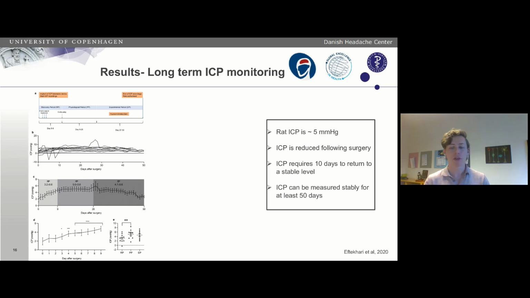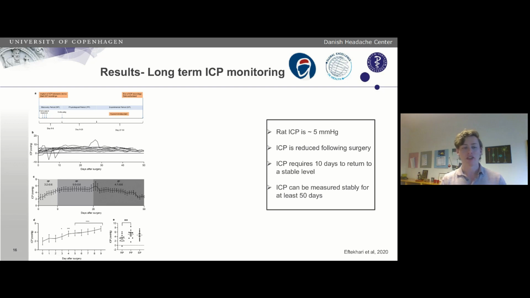So on to some results of this study. We split this study up into three parts, which will be explained as we go along: a recovery period, a physiological period, and an experimental period. But I suppose the headline here is, what is normal rat intracranial pressure? Here in this study and our subsequent studies, we think it's around 5 millimeters of mercury, with about a standard deviation of 1 either side.